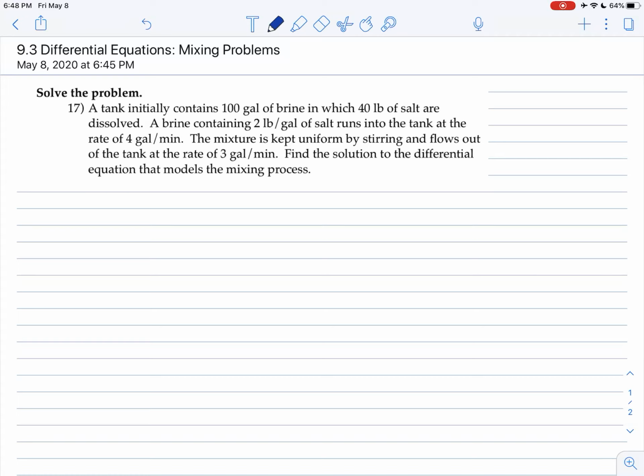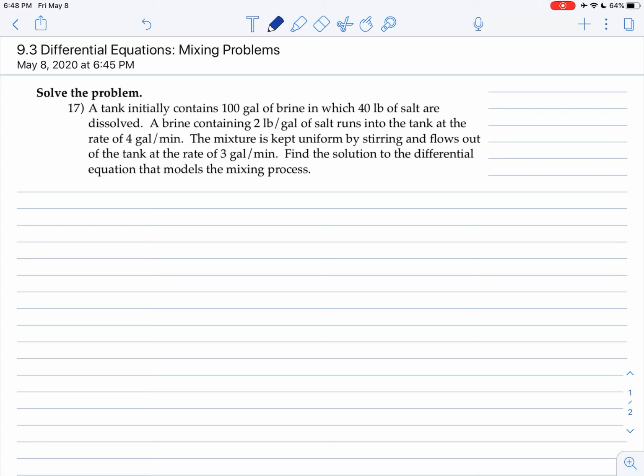Hello, we are studying Chapter 9, Intro to Differential Equations, and today we're going to go over the mixing problems, which might set up a separable differential equation or it might set up a first-order linear differential equation. So first it might just describe the model that we set up.